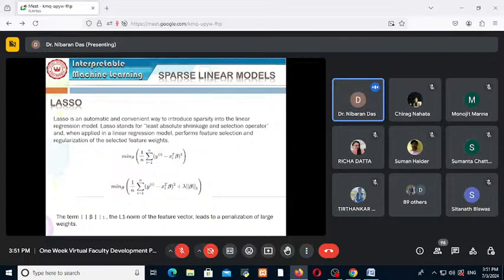There are different ways you could reduce them. One of the important concepts is the lasso. Lasso is an automatic and convenient way to introduce sparsity into the linear regression model. Lasso stands for least absolute shrinkage and selection operator, and when applied in a linear regression model, it performs feature selection and regularization of the selected feature weights. For example, here is the minimization of 1/n times the summation of (yi minus xi transpose beta) squared. So this is the corresponding main model. Our objective is to minimize that.